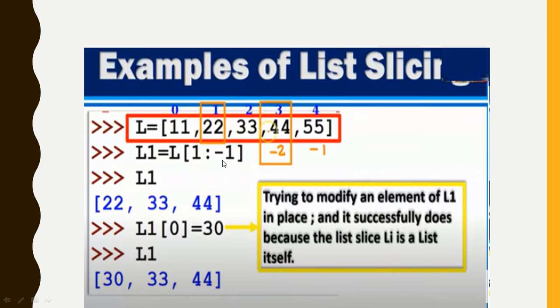If I give 1 to -1, 1 is 22, -1 is here, but as you know, the stop or upper limit will take 1 less. 1 less than -1 is 44. Therefore, it will display 22, 30, 44. Now, if you say L1 of 0 is 30, if you assign it in place of 11 and print it, the L1 will be, instead of 22, 33, 44, it will be 30, 33, 44.